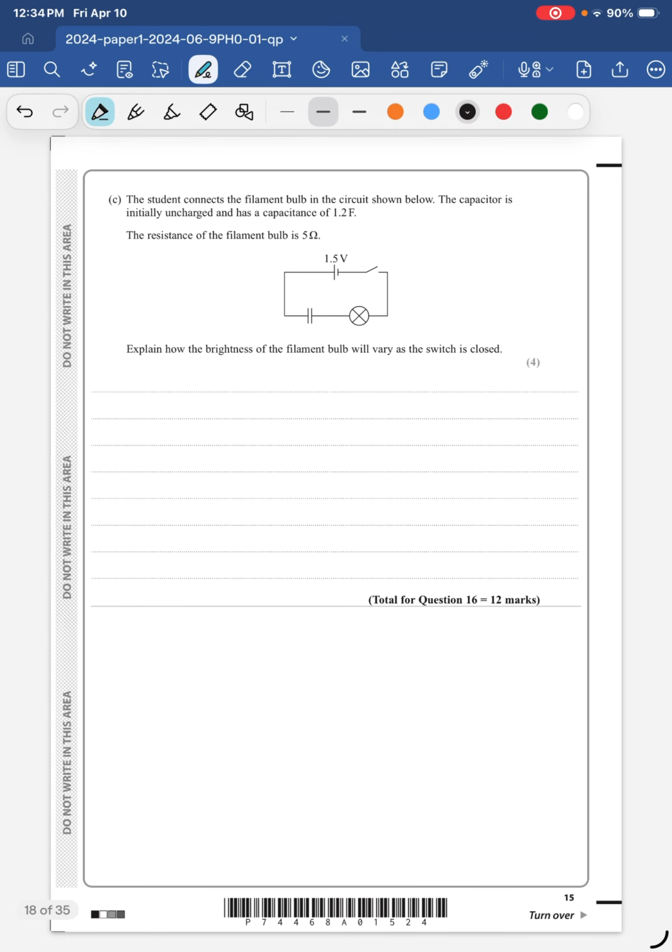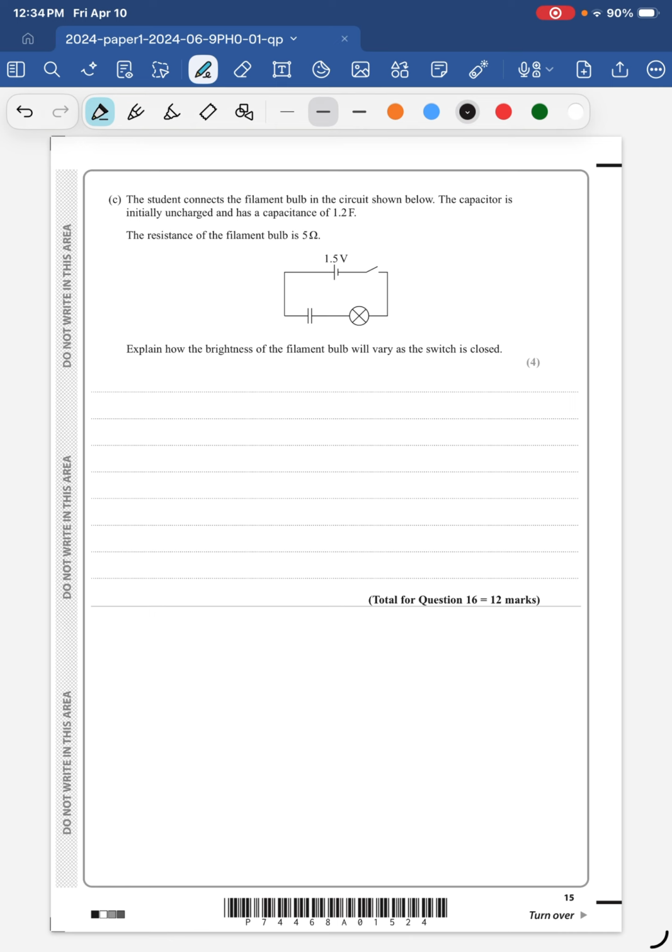Let's move on to part C. The student connects the filament bulb in the circuit shown below. The capacitor is initially uncharged and has a capacitance of 1.2 farads. The resistance of the filament bulb is 5 ohms. Explain how the brightness of the filament bulb will vary as the switch is closed.